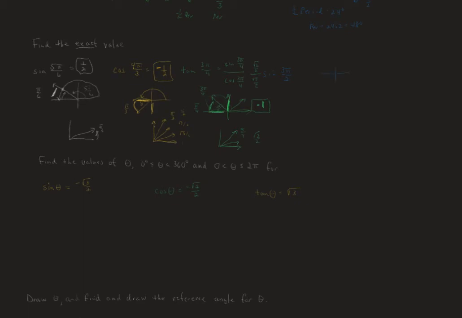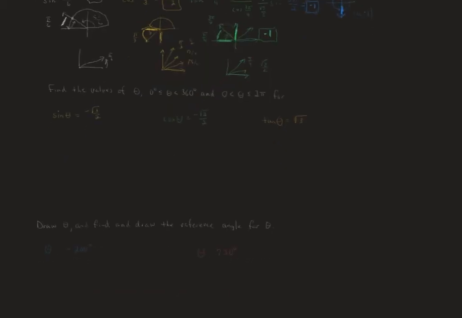Sine 3 pi over 2, 3 pi over 2 is 1.5 pi. That's putting us right here on the y-axis. So if we imagine the unit circle, and the coordinates of that point on the unit circle are 0, negative 1, sine is the y-coordinate of that point, so that makes the sine equal to negative 1.